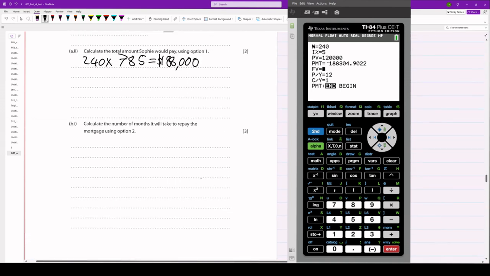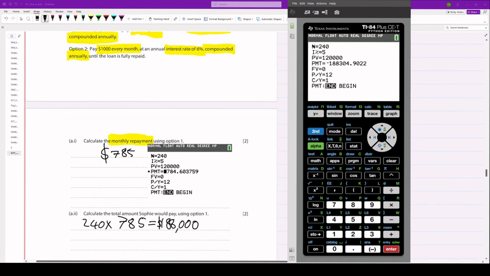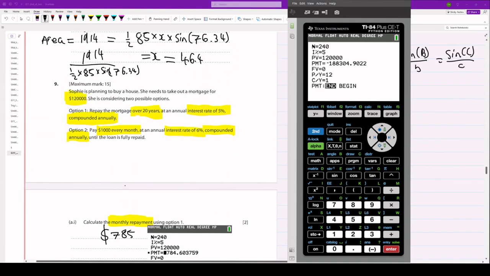Calculate the number of months it will take to repay the mortgage using option 2. Okay, well, calculator time. Let's have a look at this. Whoops. It's the same present value, different interest rate. Interest rate is 6%. The present value is the same. The payment is exactly 1,000. Now, because I'm paying it, that has to be negative because it's leaving me. Does that make sense? I think that makes sense. Okay, anyway. Future value is 0.